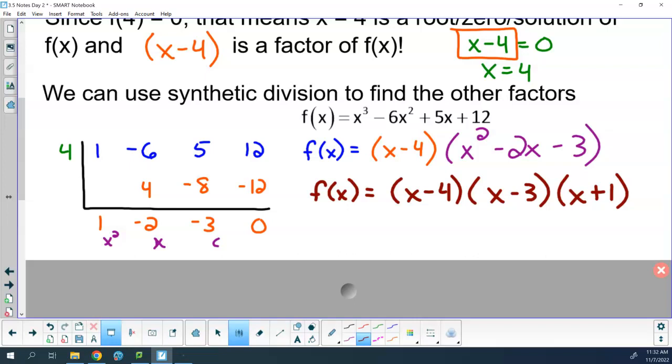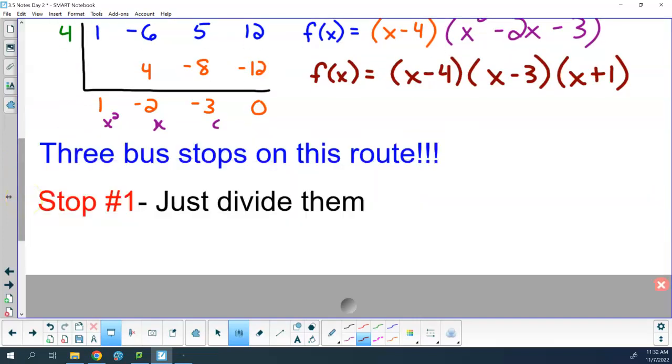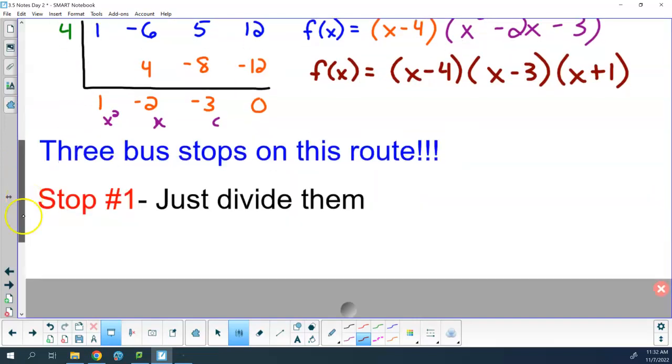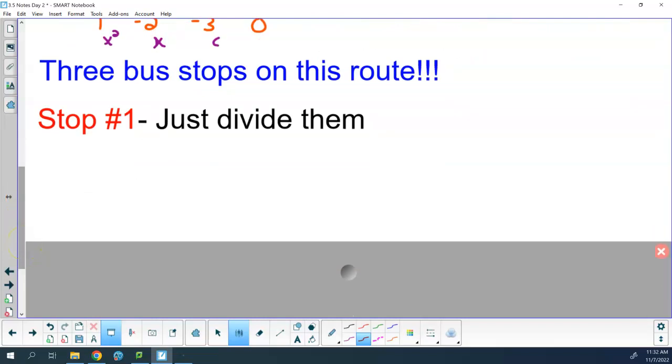Okay? All right? Well, your bus has 3 stops on its bus route. The first stop on your bus route is you simply have to divide your 2 polynomials. That's your first stop.